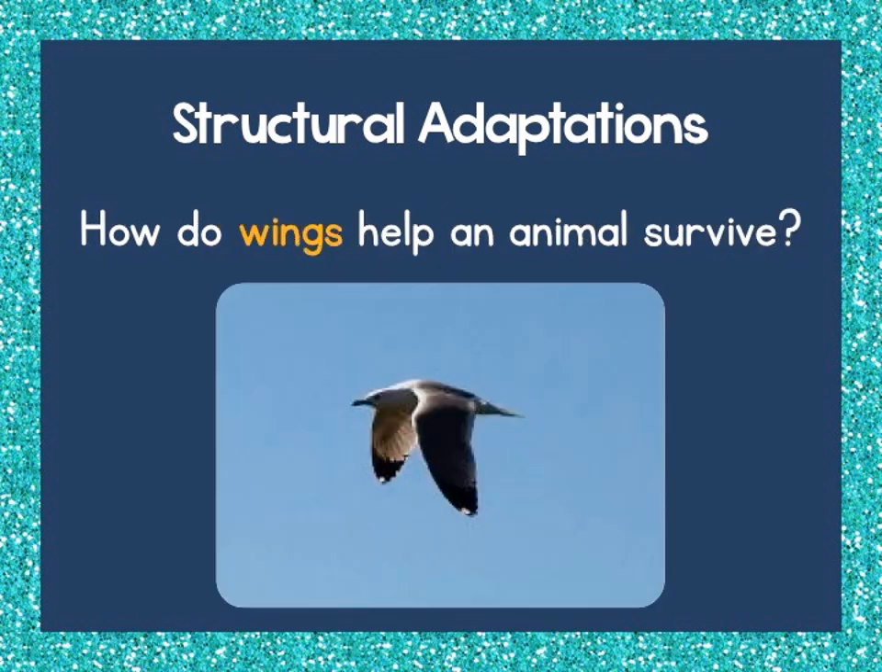What about wings? How do wings help an animal survive? Well, I think a bird's greatest asset is its wings because it allows birds to fly. So wings, just like fins, are for movement. Same with a bird's hollow bones. That's another structural adaptation that allows a bird to survive better in its environment.